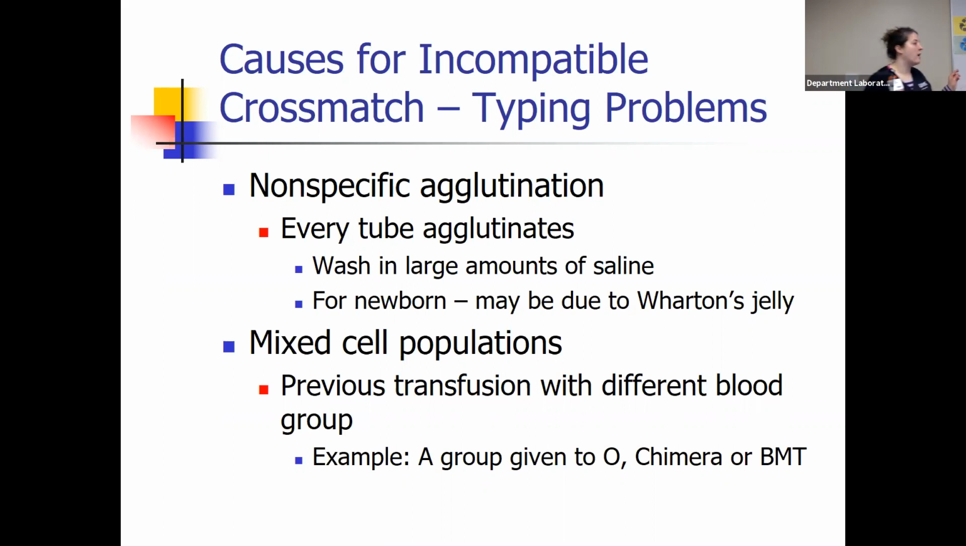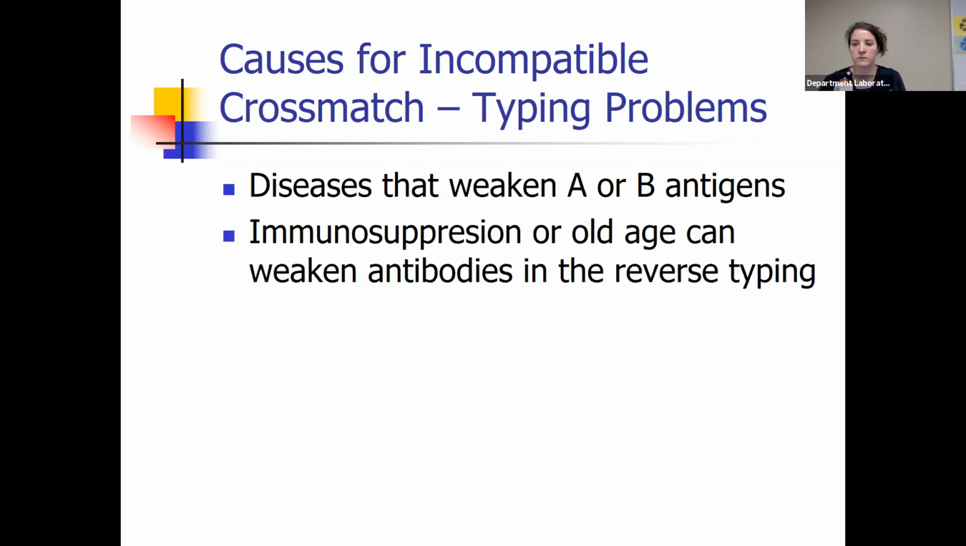And definitely if you have pan-reactivity, meaning everything is reactive with your plasma, you do not want to wash your plasma, right? Because you just wash it away, right? And then always keep in mind diseases that weaken your A or B antigens, all right? Such as those patients that are on chemotherapy, those patients that are older and their ABO antibodies are not being expressed, that would be another reason.